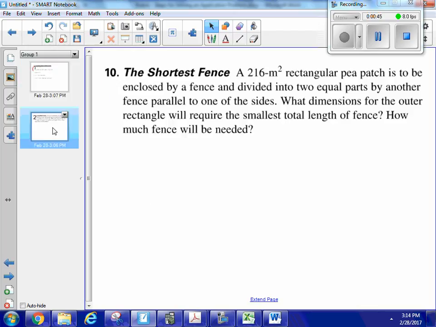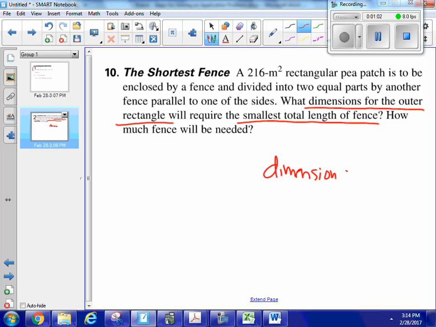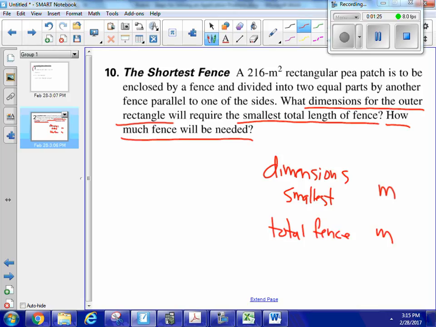Looking at this, I see a couple of questions. I need dimensions for the outer rectangle that require the smallest total length of fence. So I need dimensions, and then I want the smallest. And that is going to be in meters. Those are the units. Then it says, how much fence will be needed? So total fence, and that will also be in meters.